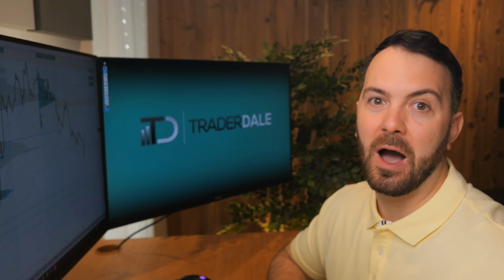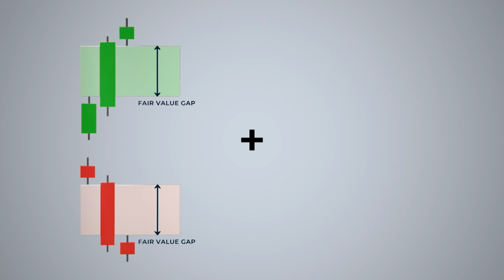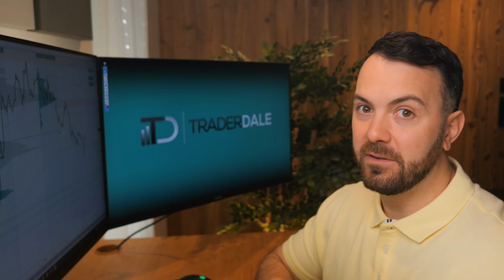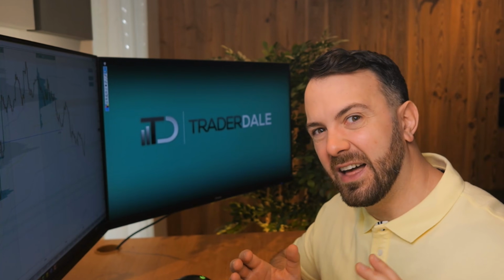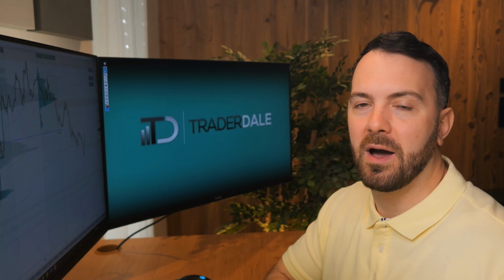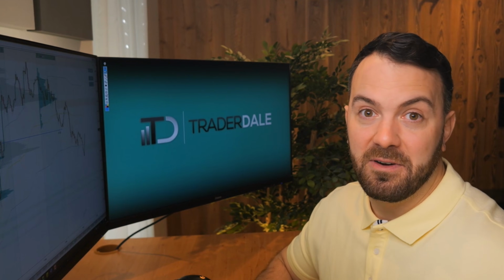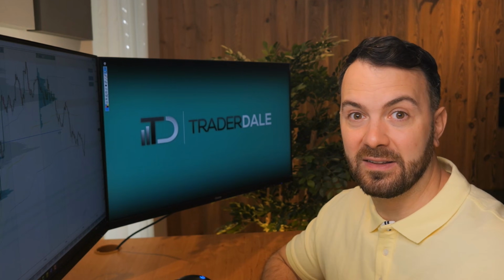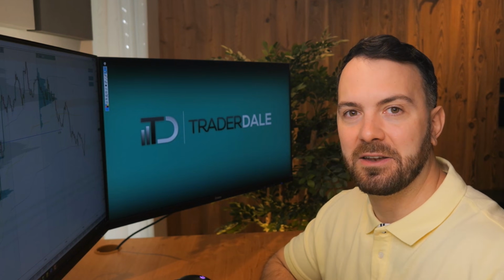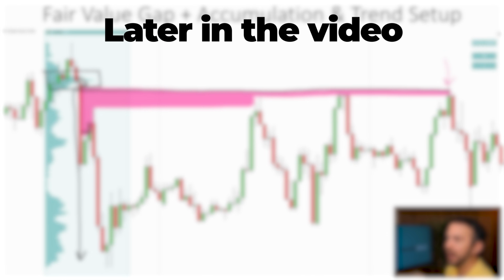Today I want to show you how to combine fair value gaps and volume profile. Fair value gaps is a concept which has been around forever, and as a standalone setup, it's not that great. But when you combine it with volume profile, that's a completely different level. It's actually my favorite trading strategy. I'm using this in my trading every day. Today, I'm going to show you how to go about this.